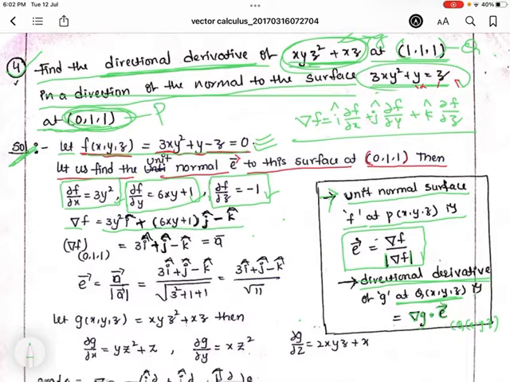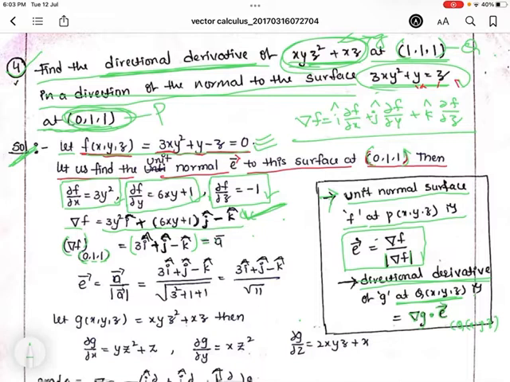And we had to find del f at the point 0 comma 1 comma 1. So I substitute this point in del f: in place of x I substitute 0, in place of y I substitute 1, in place of z I substitute 1. After substitution of 0 comma 1 comma 1 in del f, I get 3i cap plus j cap minus k cap.